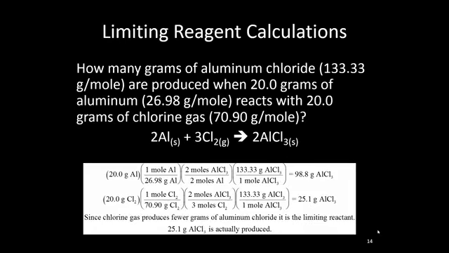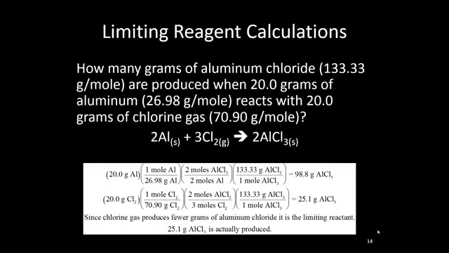In this process, we are going to calculate the mass of aluminum chloride produced beginning with each reactant. If we begin with the 20 grams of Al and divide by its molar mass, 26.98 grams per mole, multiply by the mole-to-mole ratio between aluminum chloride and aluminum, which is 2 moles of aluminum chloride over 2 moles of aluminum, and finally multiply by the molar mass of aluminum chloride, which is 133.33 grams per mole, you will notice that from 20 grams of aluminum, one can theoretically produce 98.8 grams of aluminum chloride.